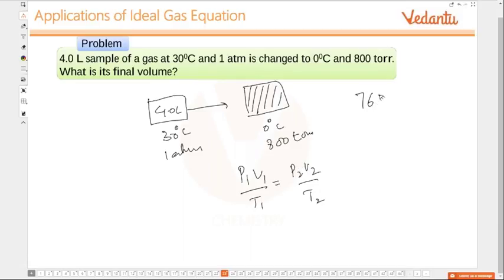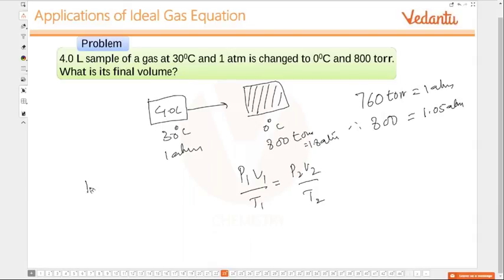760 torr is equal to 1 atmospheric pressure. So therefore 800 torr, you can do it this way, so 1.05 atmosphere. That you can use.